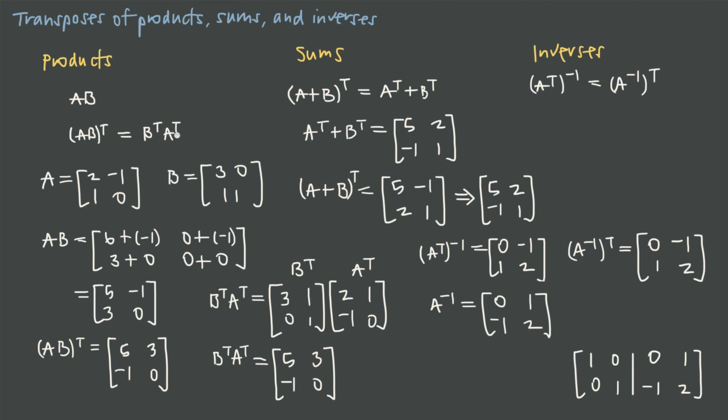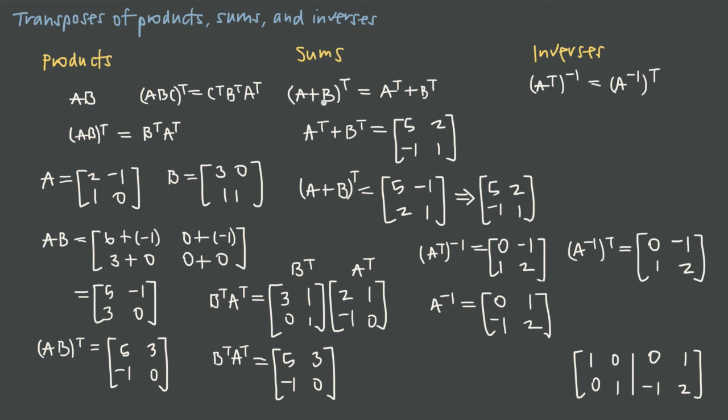So if we have larger matrices, not just 2 by 2, but 3 by 3 matrices or 4 by 4 matrices, these formulas are going to hold. And if we use more matrices, these formulas are going to hold. So for example, for the product here, let's say A, B, and C were all 3 by 3 matrices. We could say that A, B, C transpose is the same thing as C transpose, B transpose, A transpose.